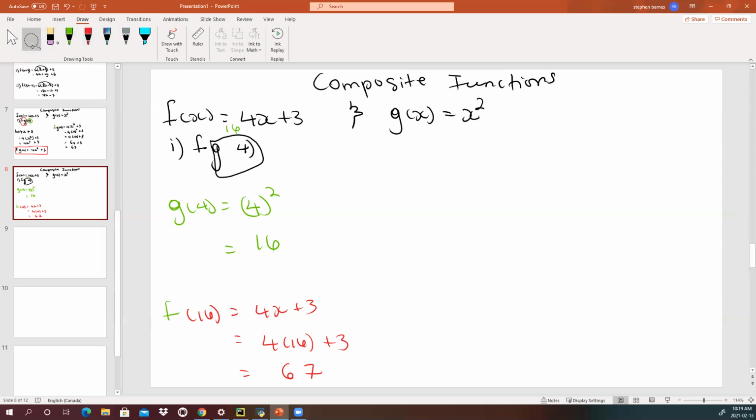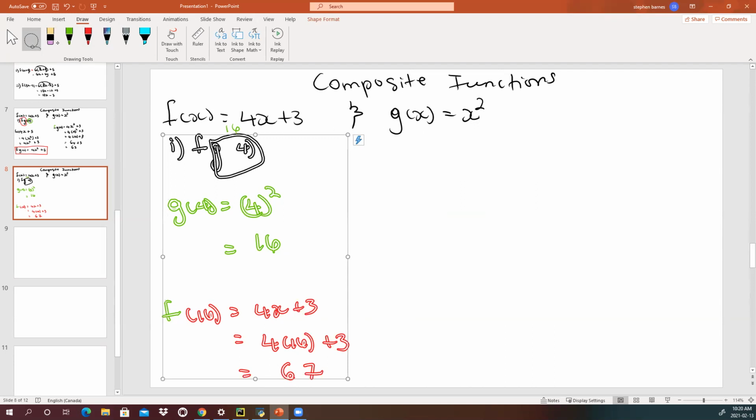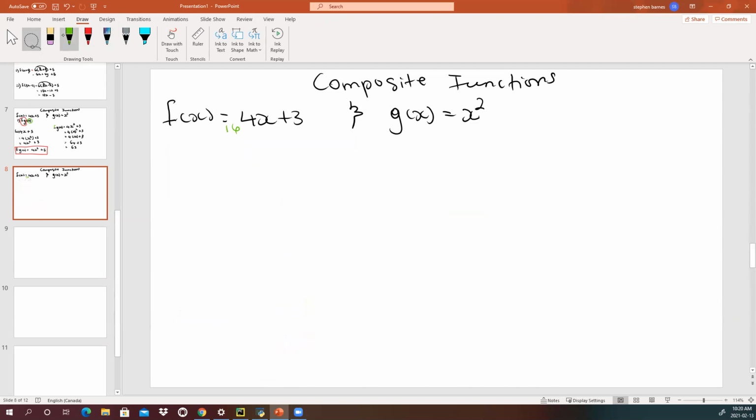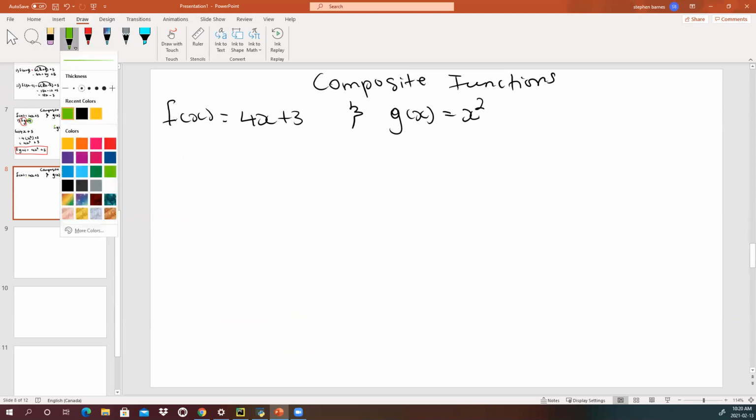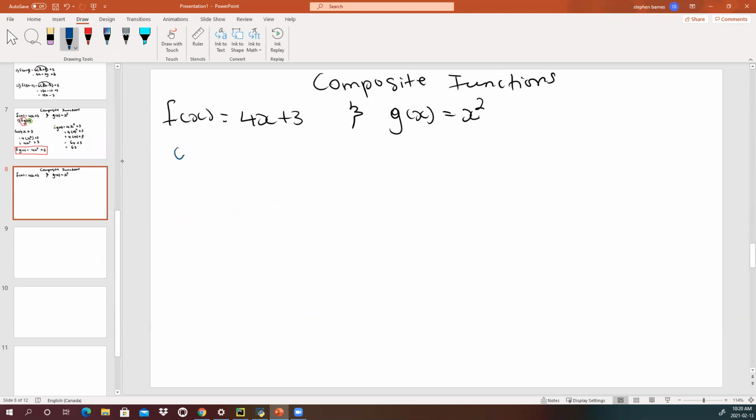All right, so let's move on then. Our next question says to find g of f of negative 3.